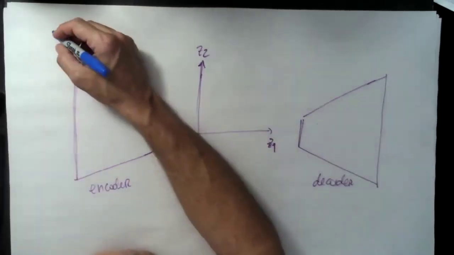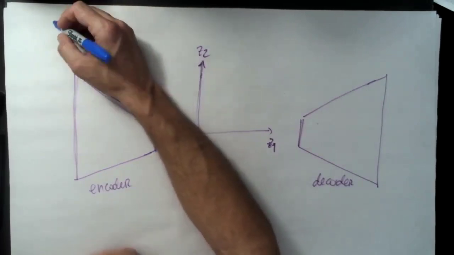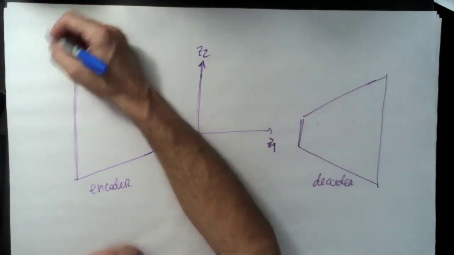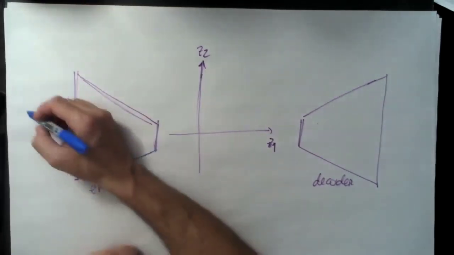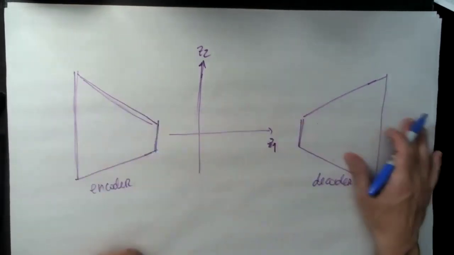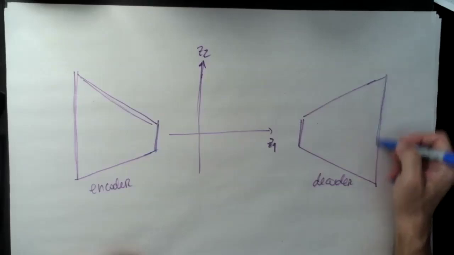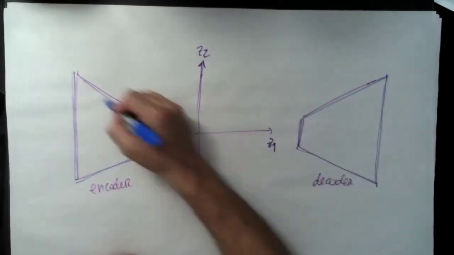And let's assume that you train the autoencoder on some images. Let's assume they are paintings by Van Gogh. So what happens once the autoencoder is trained on a set of images?